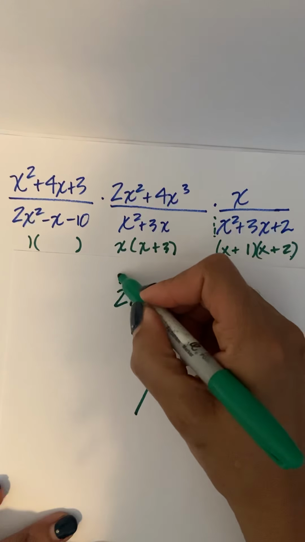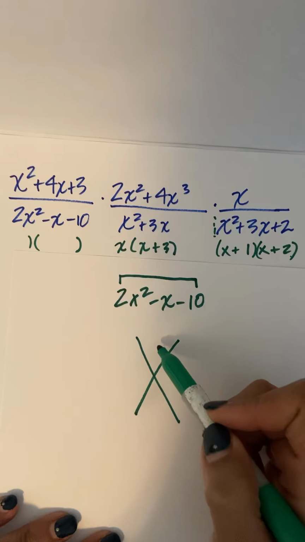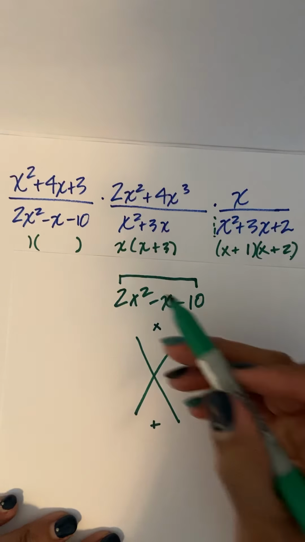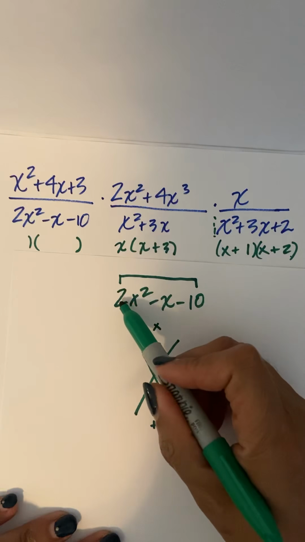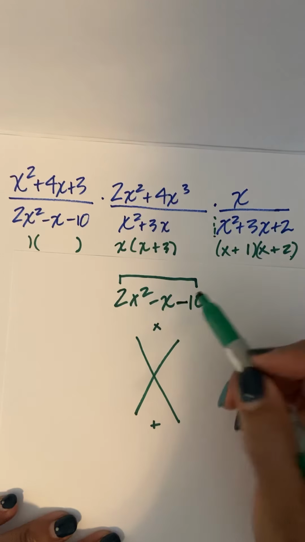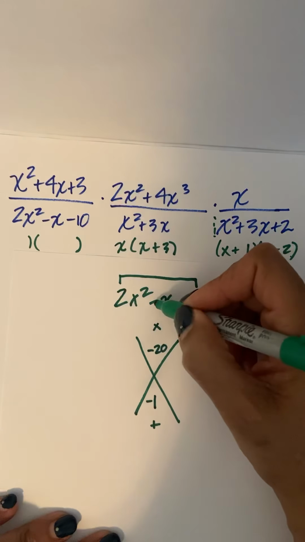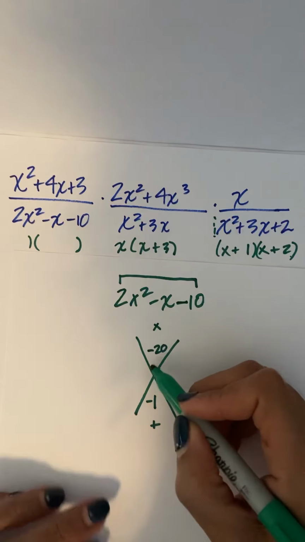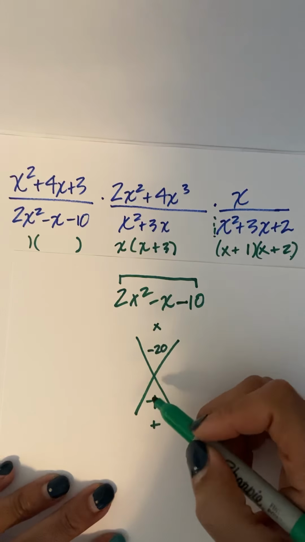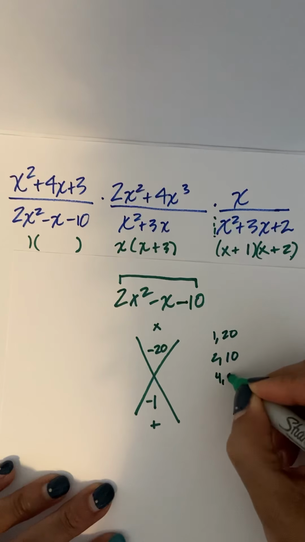So we are still going to use our x method. However, the top number that we're going to put here, because remember, we're still looking for a product and sum combination, comes from the leading coefficient times the constant. 2 times -10 is -20, and I am still trying to get that middle coefficient, which is -1. Now I see that I'm looking for numbers that multiply to equal -20 and add to equal -1. Well, my choices are 1 and 20, 2 and 10, or 4 and 5.